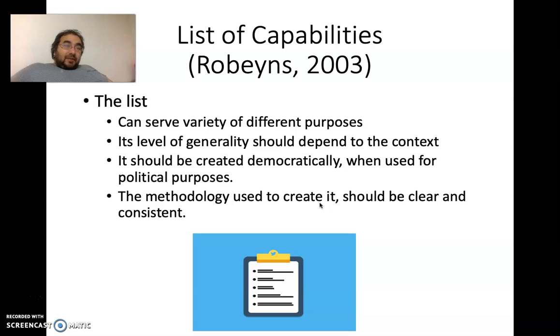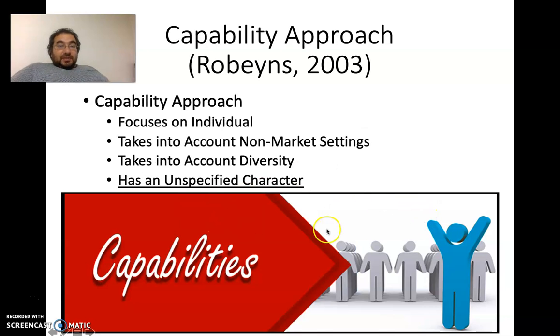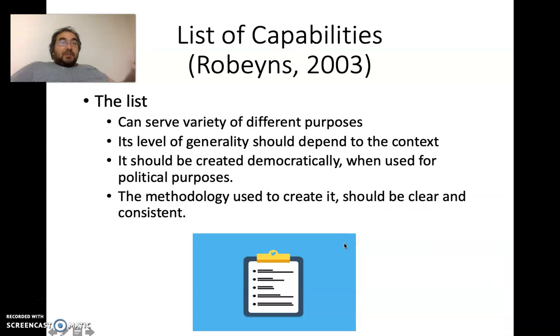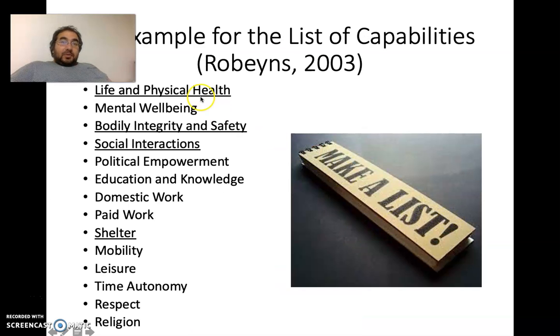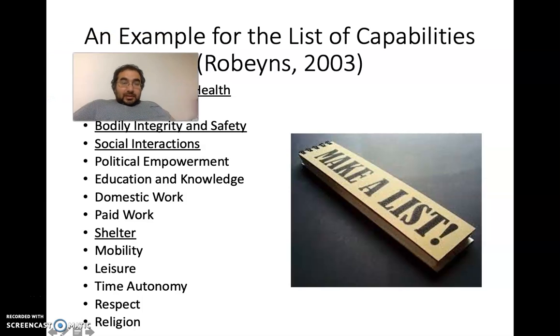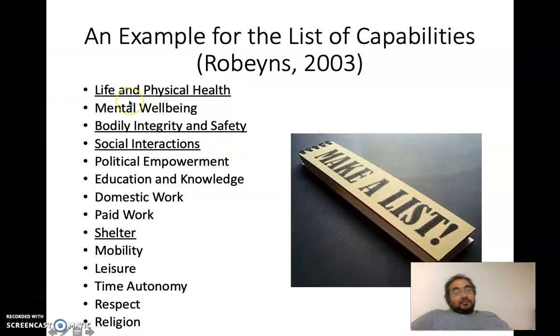Within the project itself, the methodology should be clearly set. There should be nothing vague in the methodology. And that's the way we deal with this unspecified character, project by project. Not universally, but project by project we deal with it. And Robbins has created an example of the list. This is the list, basically.